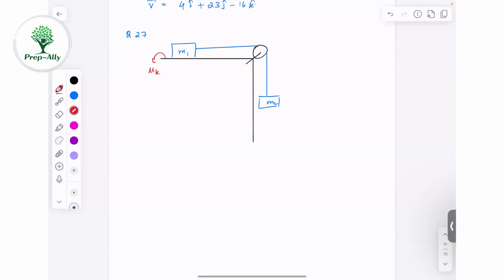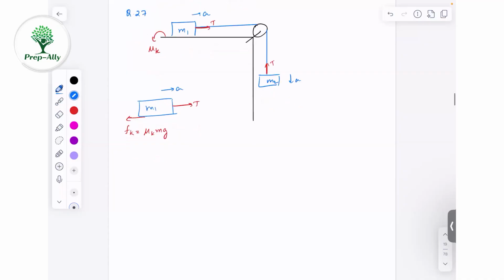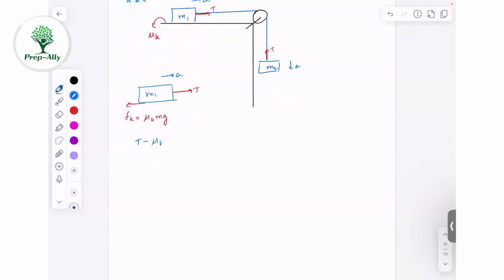Now, this system has some acceleration downward. Let us say acceleration is a. And the tension in the string is going to act horizontally on M1 and upward on M2. Now, if we draw the FBD of M1, we're going to get something like this. There's a tension this side, and then there is kinetic friction. The value of kinetic friction is going to be mu k m1 g. And the body has a net acceleration a to the right. So we can say that tension minus mu k m1 g equals m1 a.